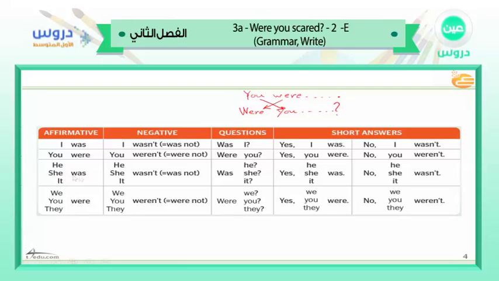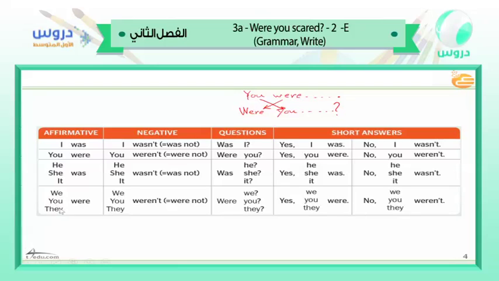With he, she, it, we should use was. He was. With the negative, he wasn't, or he was not. Questions, was he? Answers, yes, he was, or no, he wasn't. She was. She wasn't, or she was not, with the negative. Questions, was she? Answers, yes, she was, no, she wasn't. It was. Negative, it wasn't, or it was not. Questions, was it? Short answers, yes, it was, no, it wasn't.